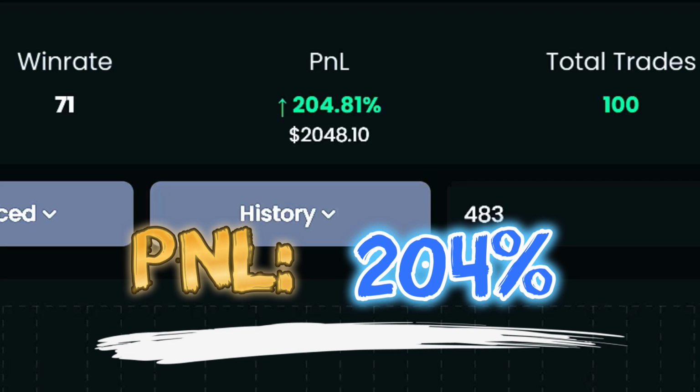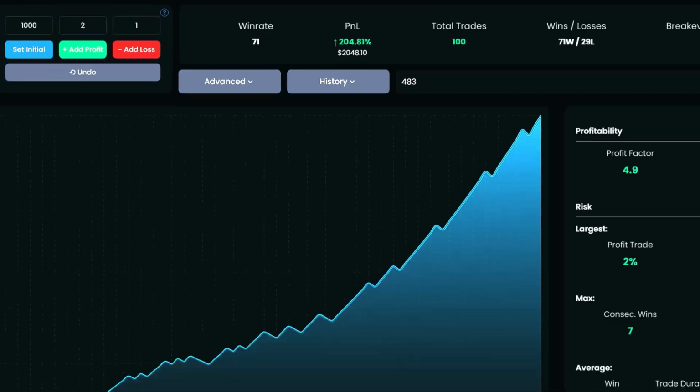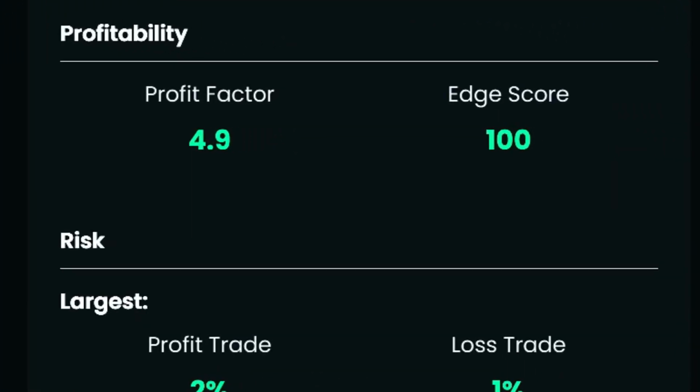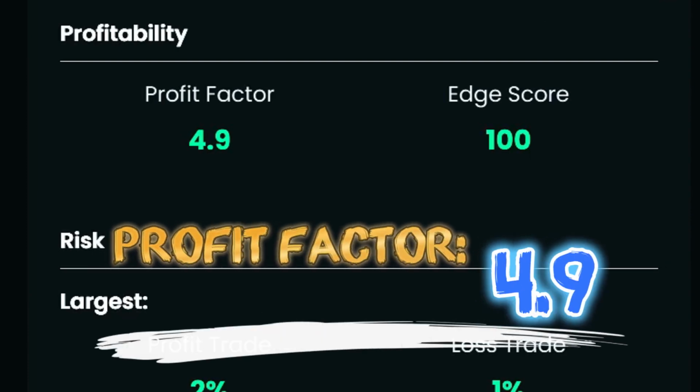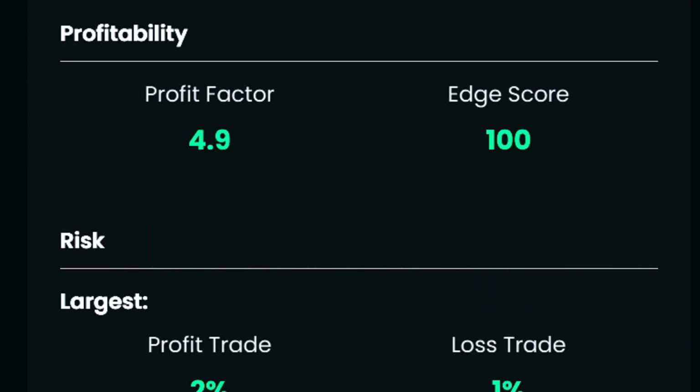grow your trading account. The profit factor, which is calculated by dividing the gross profit by the gross loss, turned out to be 4.9. Essentially, for every dollar you risk using this strategy, you could potentially earn $4.9 in return. A pretty solid figure if you ask.